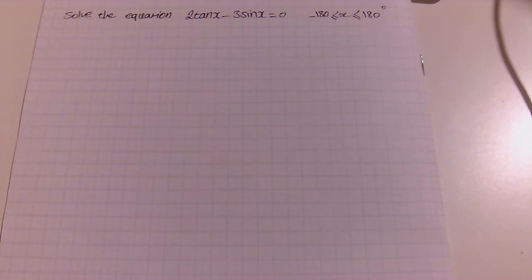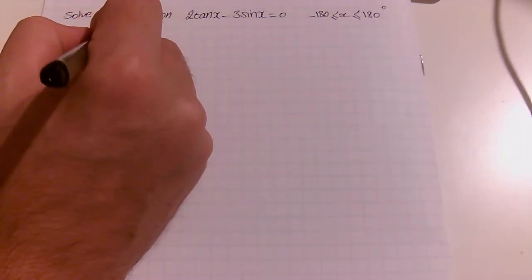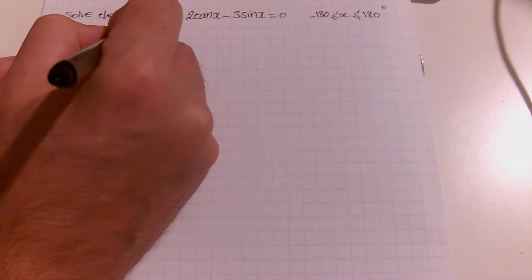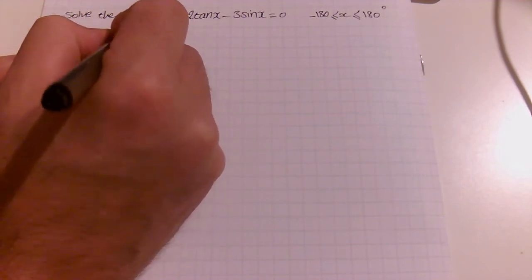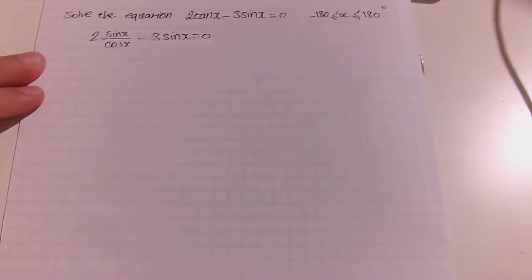Okay, let's move on to the next question now. Solve the equation 2 tan x minus 3 sin x equals 0, where x is between minus 180 and 180, giving your answer to 2 decimal places where appropriate.